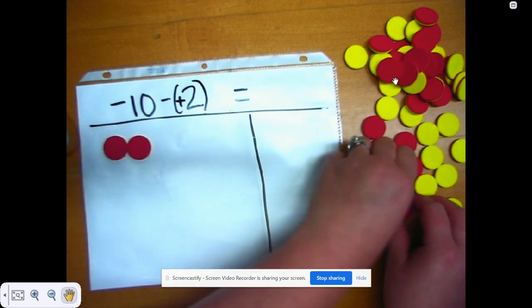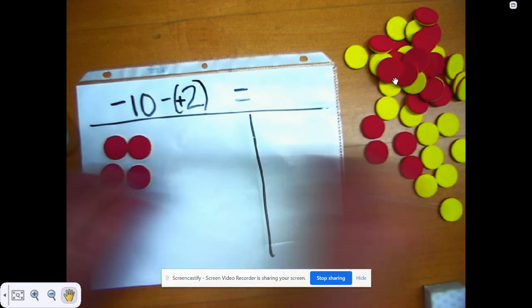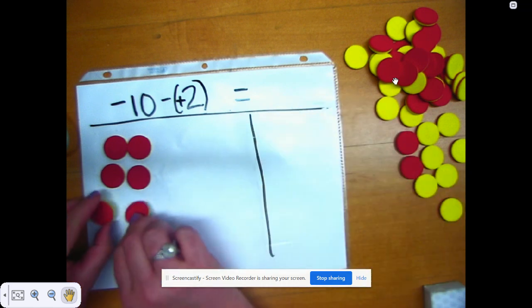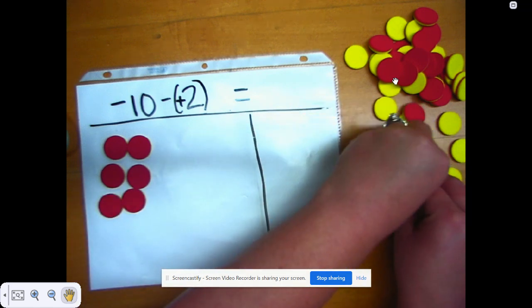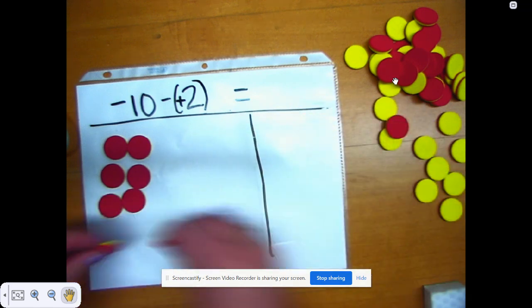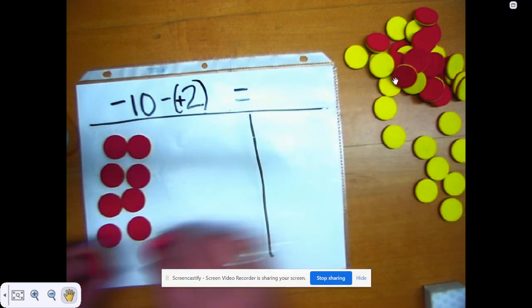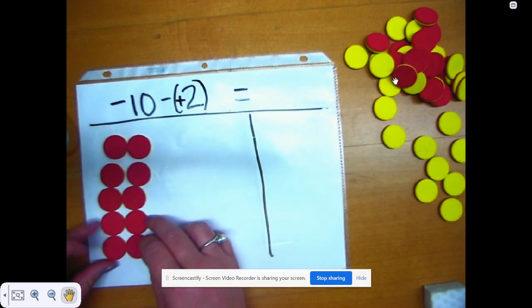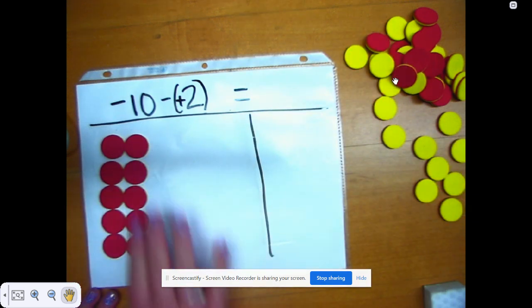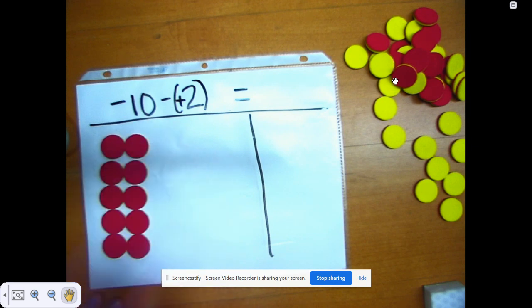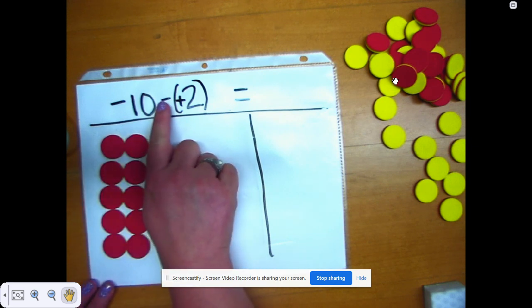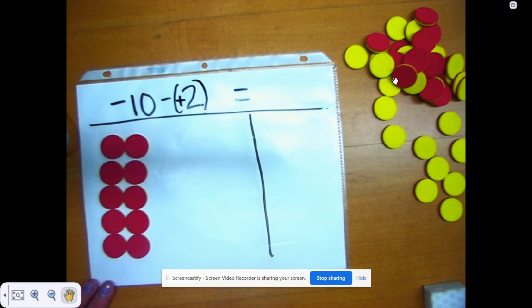2, 4, 6, 8, 10. Okay, I have negative 10. I've checked my problem, negative 10. I need to take away positive 2. I don't have positive 2, so I have to get my zero pairs.